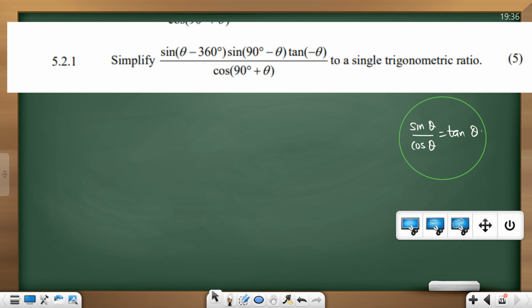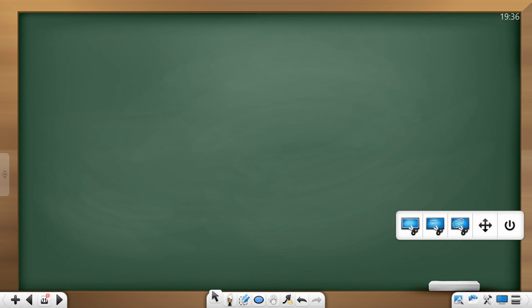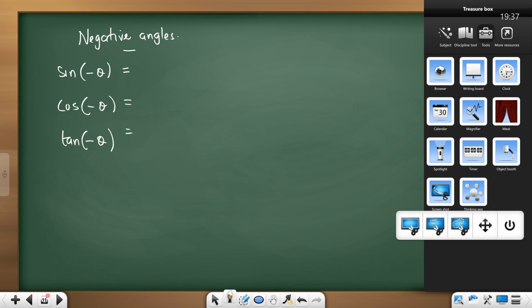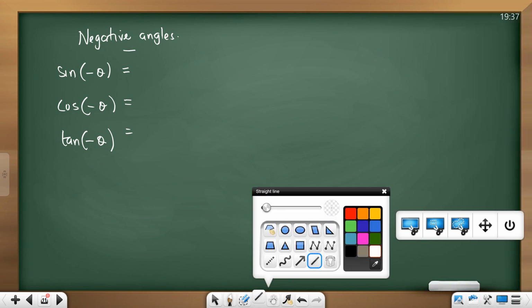My good learners, before you do this, hold on. Before you do this, let's quickly do something. Negative angles. Let's talk about negative angles. And what do I mean? Sine negative theta. Cos negative theta. Tan. All of this, they are the same as saying plus 0. It's like I'm putting 0 in the bracket to say plus 0. And my good learners, I want to show you something here before I tell you the answer.